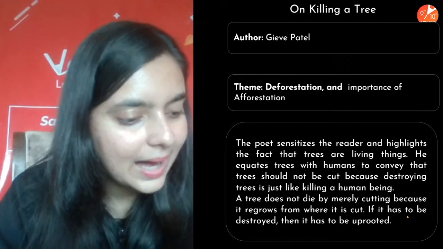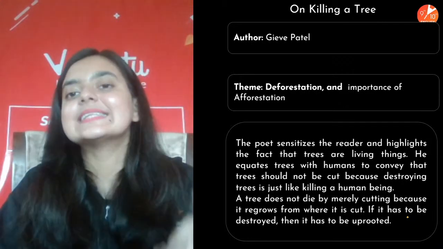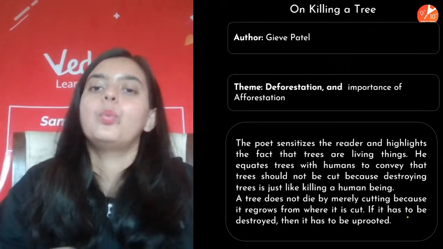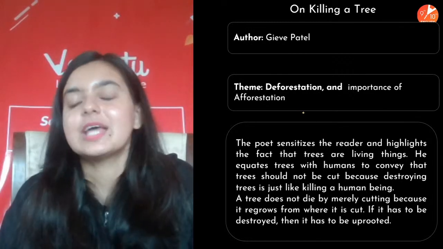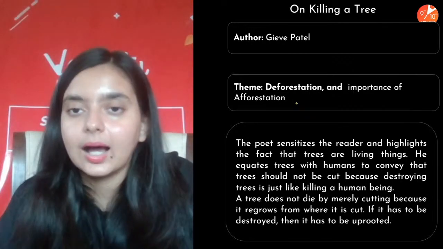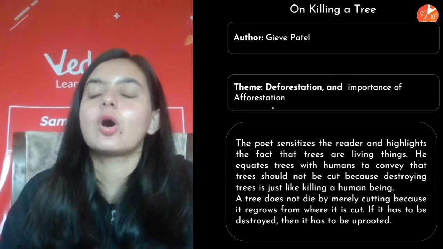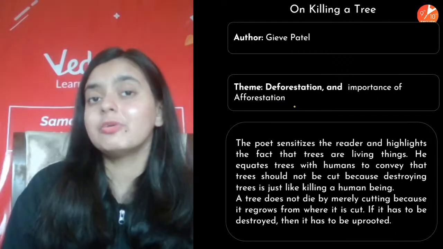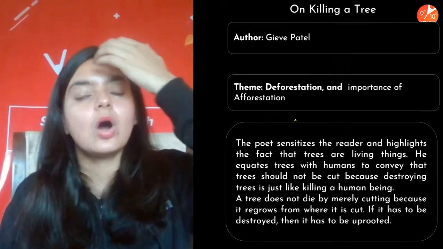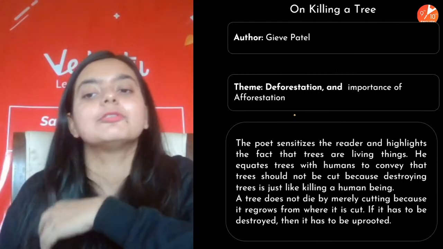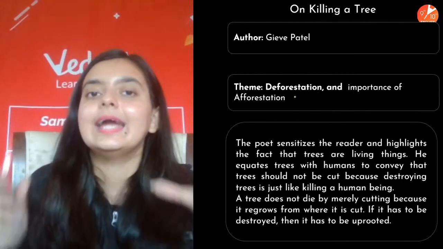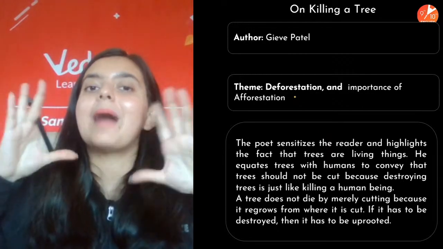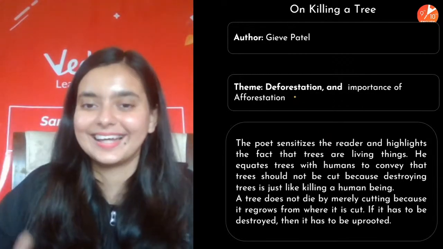Yes, Jia, Parth. Okay, next is "Killing a Tree" by Jeet Thayil, which definitely talks about deforestation and the importance of afforestation. And this is an interesting poem written in a very interesting manner. It does not directly talk about afforestation. Rather, it looks like a manual for killing a tree, right?